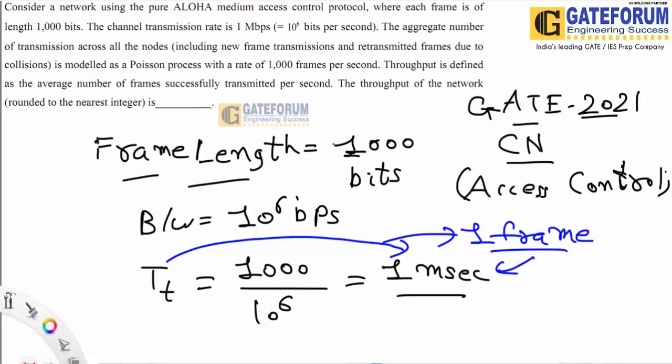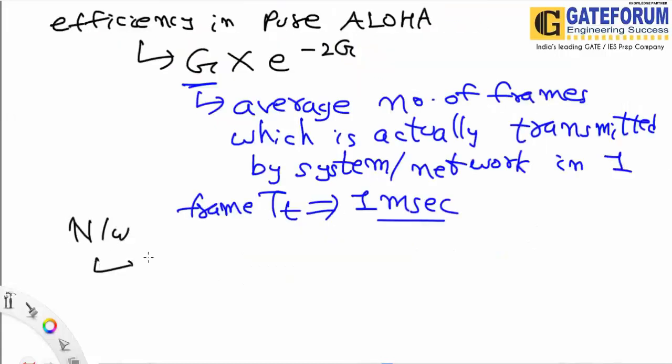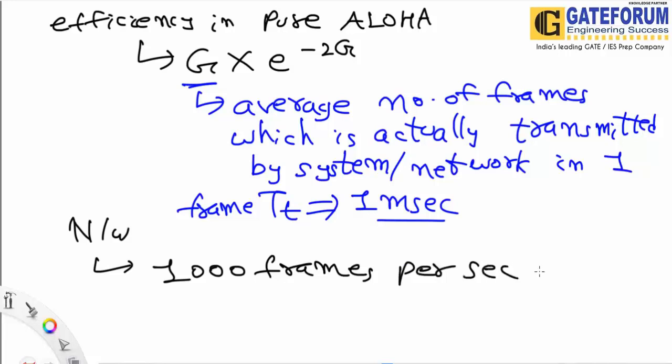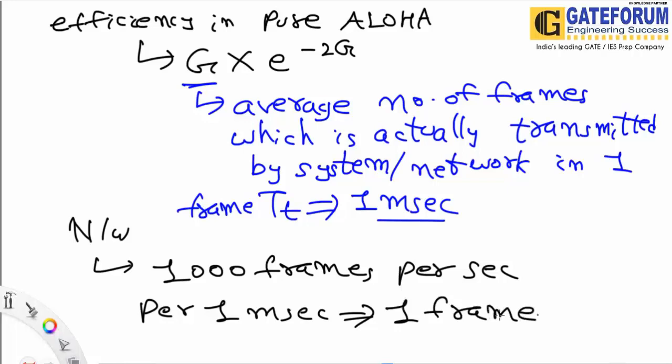So the network is transmitting 1000 frames per second, which means per 1 millisecond, how many frames would be transmitted? We want the number of frames transmitted in one frame transmission time, which is 1 millisecond. So in 1 millisecond it will transmit one frame. If 1000 frames in 1 second, then in 1 millisecond it would be one frame.